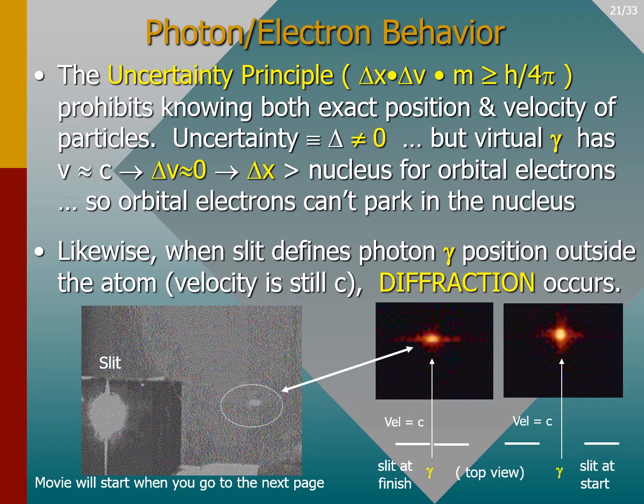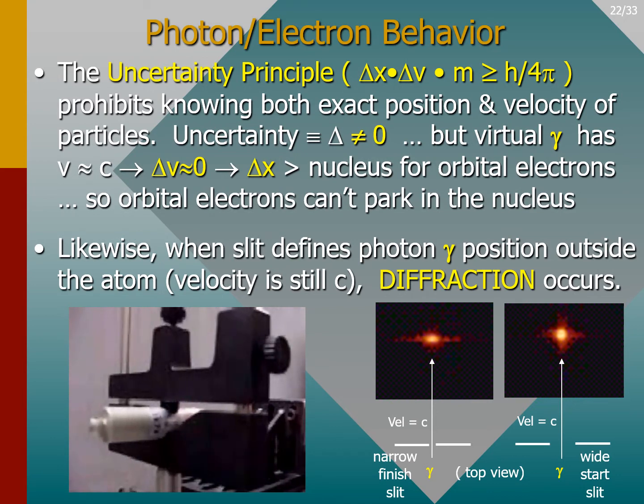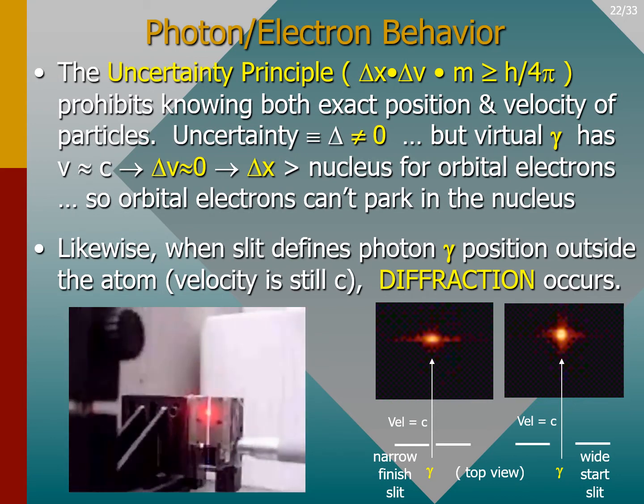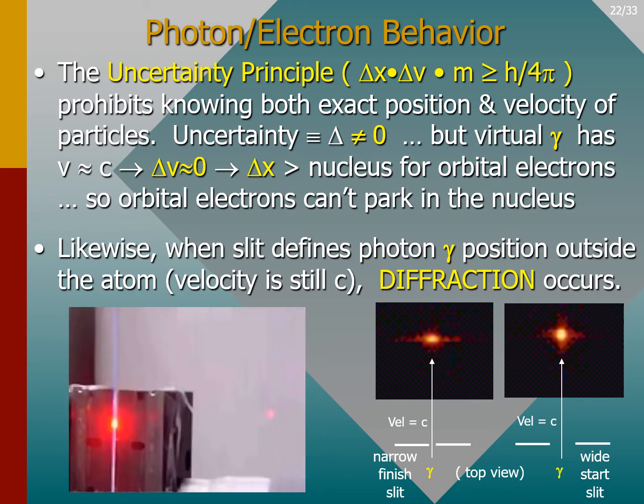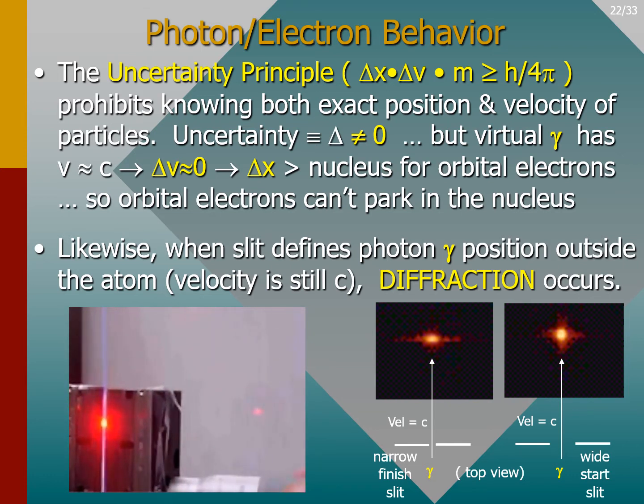Clicking on the movie at left will show the slit being closed as the red spot grows slightly wider. In the still pictures at right, the room lights were turned out to enhance the visibility of the laser spot diffraction pattern. To see this effect, you need a laser pointer and a couple razor blades that you can move closer together. And when you do that, you can see that the spot actually gets bigger.